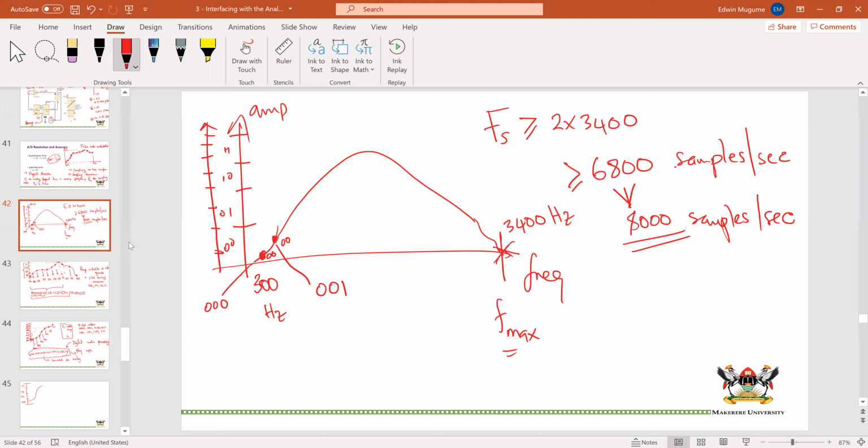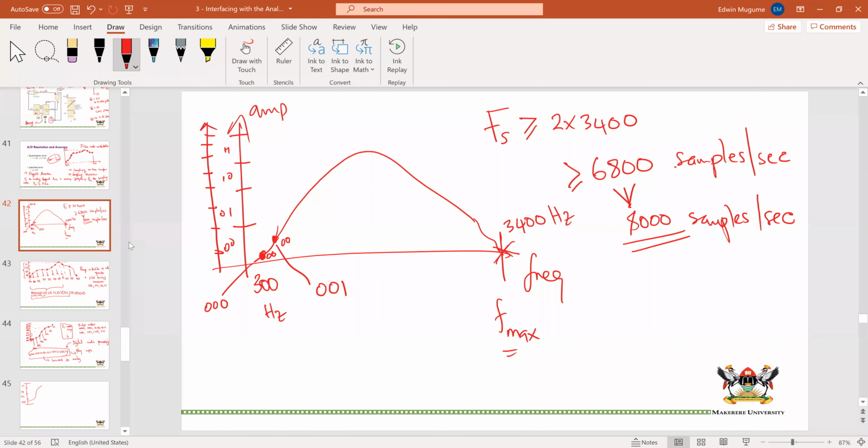If you increase the number of bits per sample, this is what happens, because in all cases the number of samples will be the same. If you increase the number of bits per sample, it means that you are increasing the total size of the digital signal.